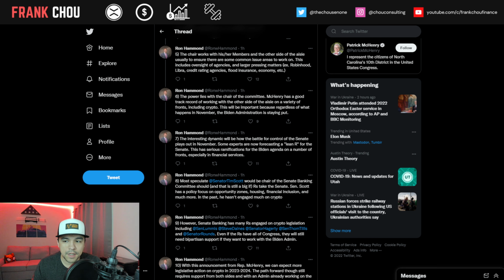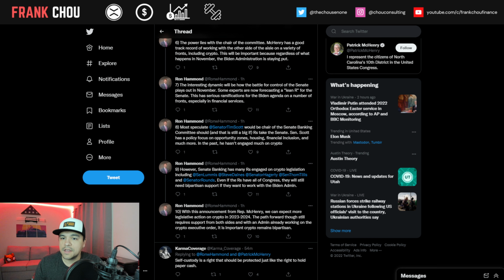This will be important because regardless of what happens in November with the House, the Biden administration is staying put. The interesting dynamic will be how the battle for control of the Senate plays out in November. Some experts are now forecasting a lean R for the Senate, meaning a slight Republican advantage or majority. This has serious ramifications for the Biden agenda on a number of fronts, especially in financial services.